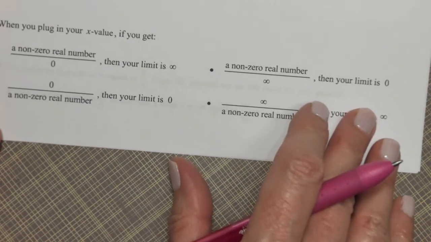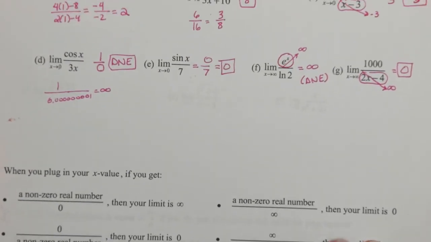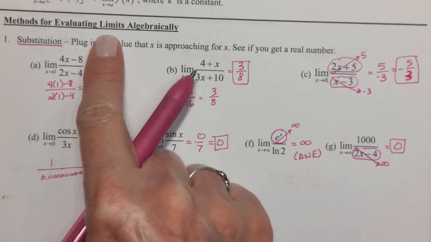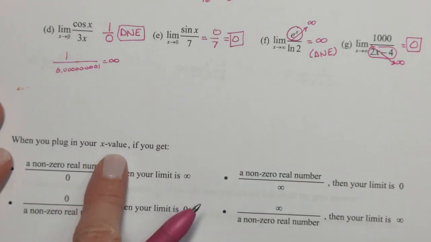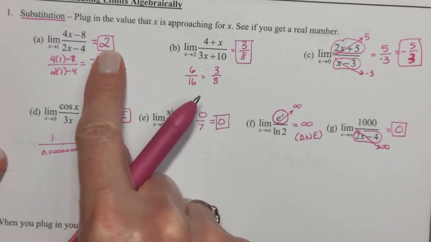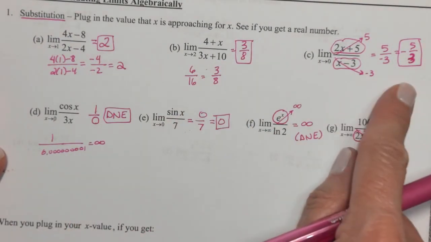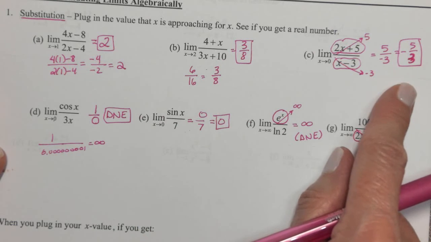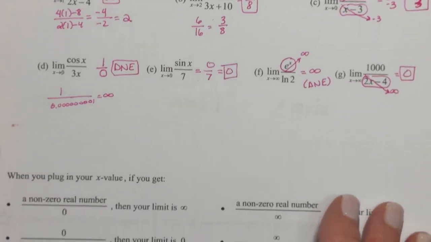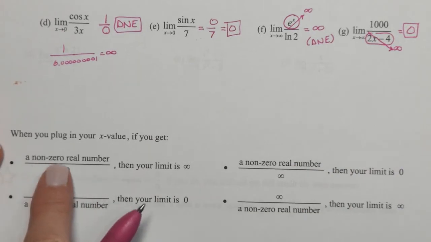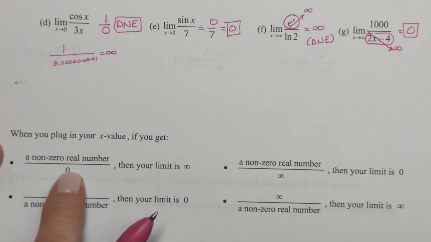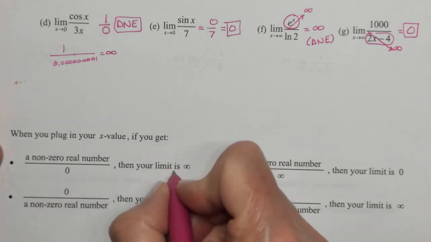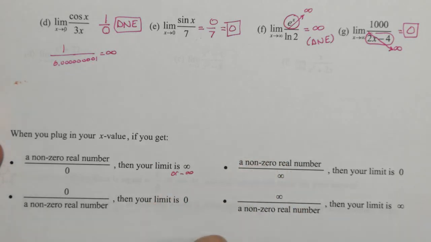Alrighty. So when you're doing substitution, which is always the first thing we do, when you plug in your x value, you might just get a plain number, and if you do, great, you're done. I will tell you though that doesn't happen very often. Usually we get something funky going on. Okay, if you get a non-zero real number divided by 0, then your limit is infinity or negative infinity. Okay? Infinity or negative infinity.